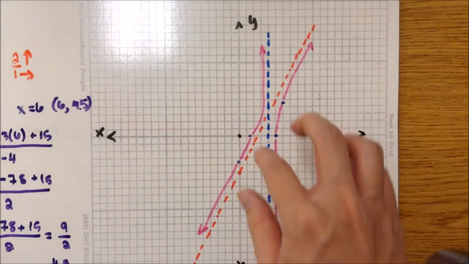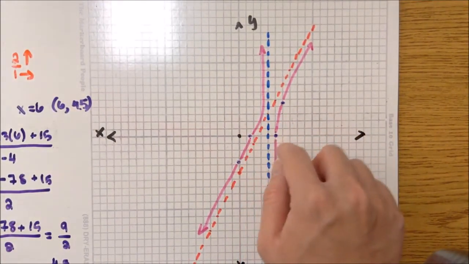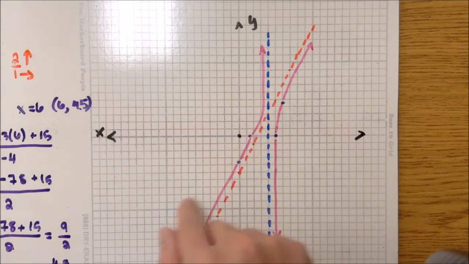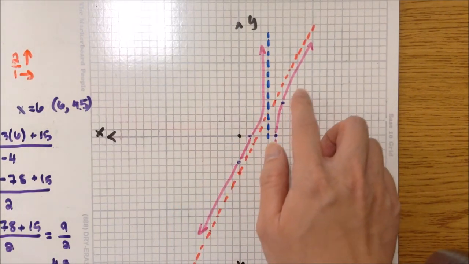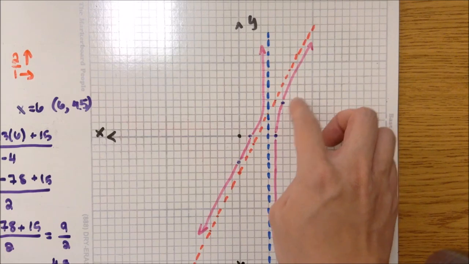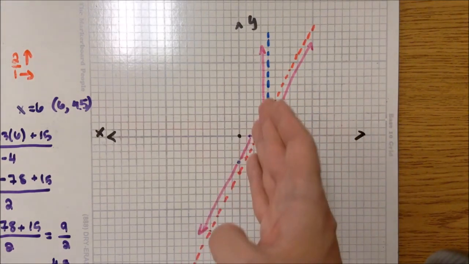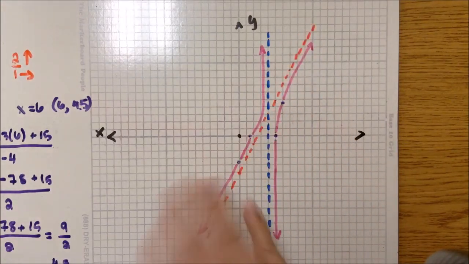So again, I only needed 2 points because we got 2 of the x-intercepts, the y-intercepts, so we're good on the left side. Here we just only need 1 more point. So again, you need at least 2 points to connect and graph. And again, just graph along the slant asymptote and the vertical asymptote and you should be fine.